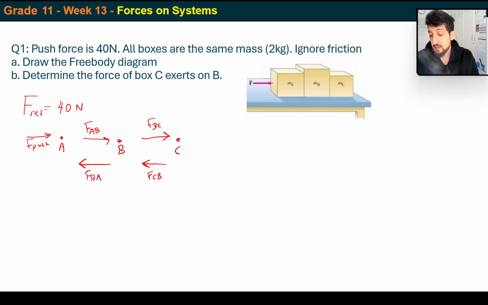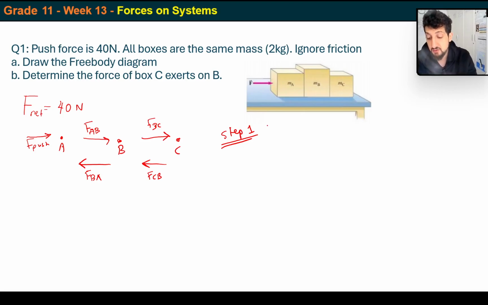Right, so what are we being asked to do again? Determine the force that box B exerts on B. Oh, C exerts on B. So there are different ways of doing this. I guess what you can do is, first of all, step 1, you have to determine the acceleration. And the way I would do that is by looking at the net force.